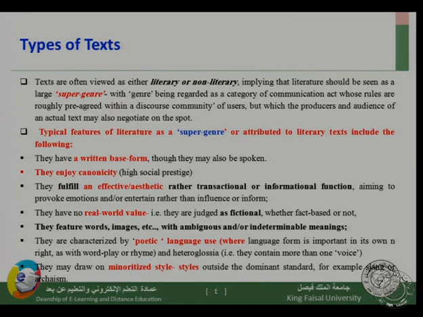Number two, literary texts enjoy canonicity. Canonicity means social prestige, high social prestige. It means people, the society, respect these texts because they reflect their culture, their literature, their heritage. So they respect this form of text. Literature, literary text.